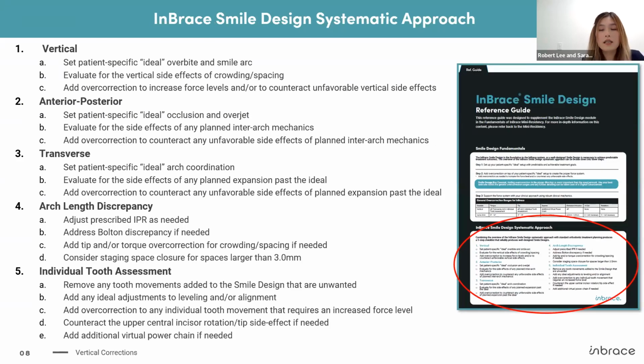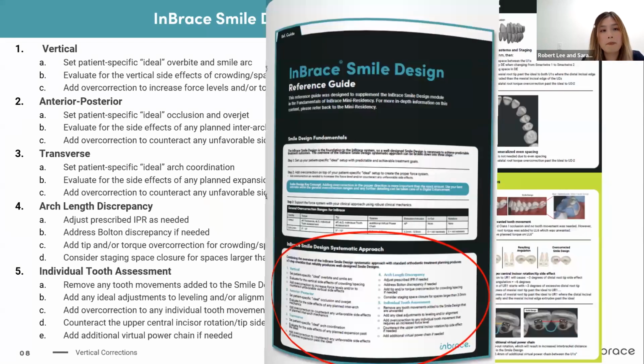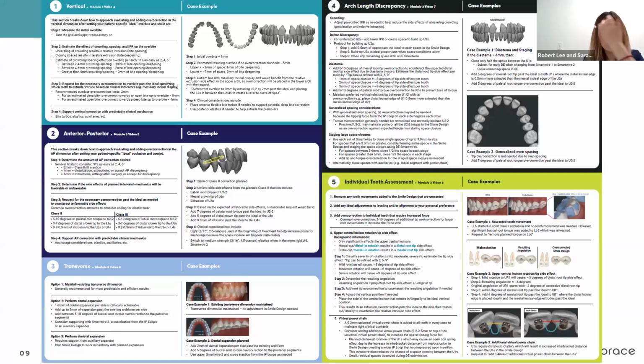This is the InBrace Smile Design Reference Guide. It has every single section broken down in detail, and how to approach every section. You have your vertical, your AP, your transverse, your arch length discrepancy, and then any individual tooth assessments. They are broken down in sections and color-coded, so they're very easy to navigate through.